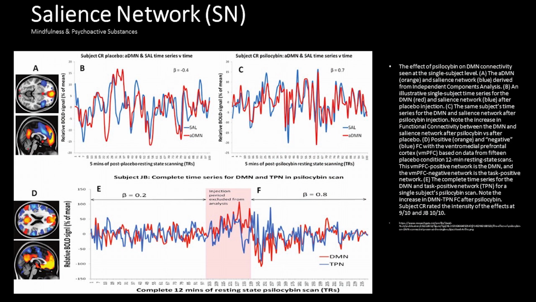So in the top left is the placebo group, and the top right is the psilocybin group. In blue we have the activity of the Salience network measured as a relative BOLD signal, which we talked about earlier. We can see in the placebo group in the top left, the DMN in red is far out of sync with the Salience network in blue. And on the right, in the psilocybin group, we see far more synchronicity in fluctuation.